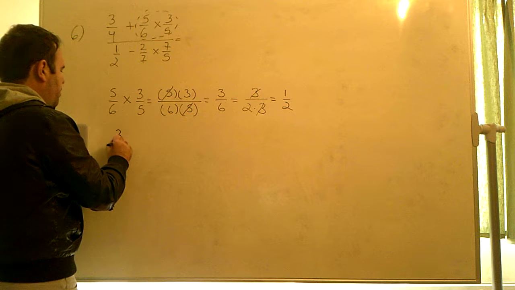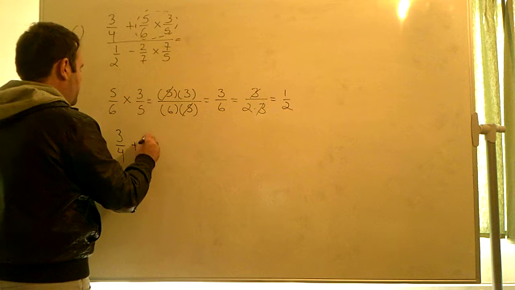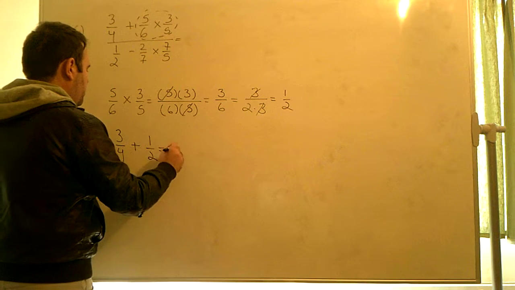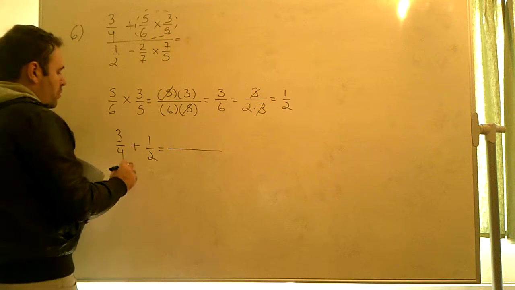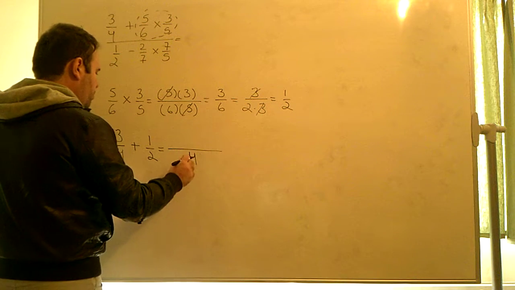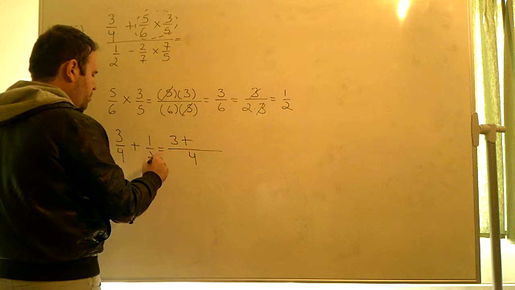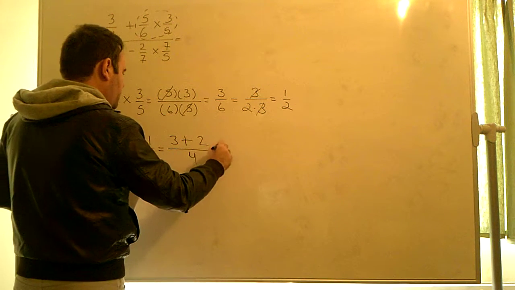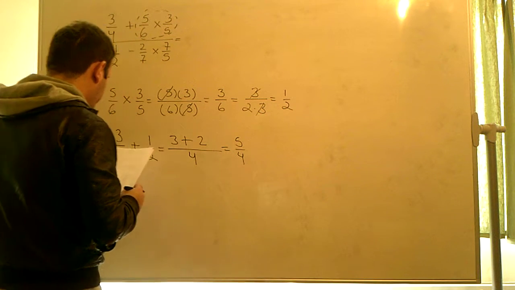So now we will have 3/4 plus 1/2. The least common multiple in this case would be 4, and then we would have 4 divided by 4 is 1 times 3, 3 plus 4 divided by 2 is 2 times 1, 2, and then we would have 5/4.